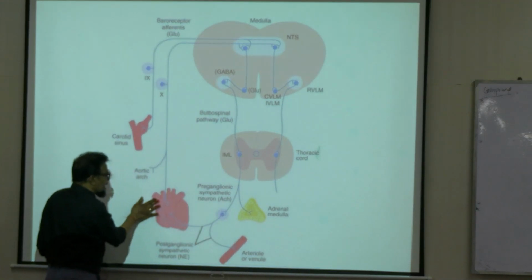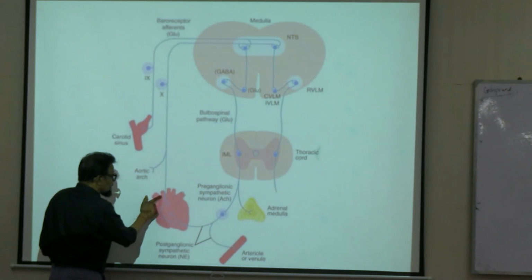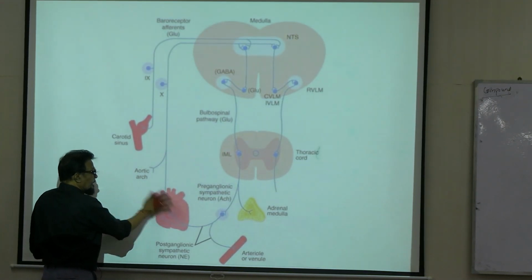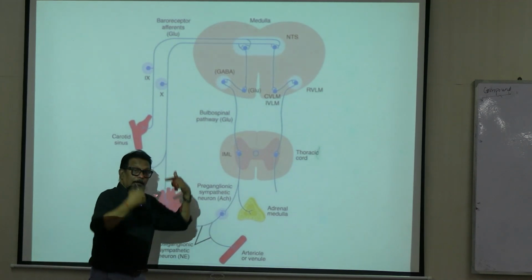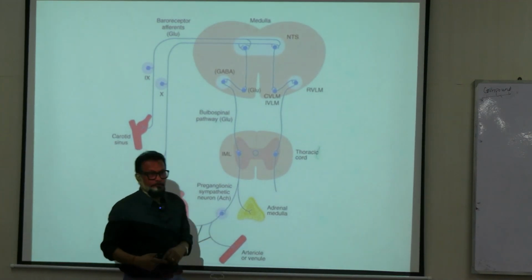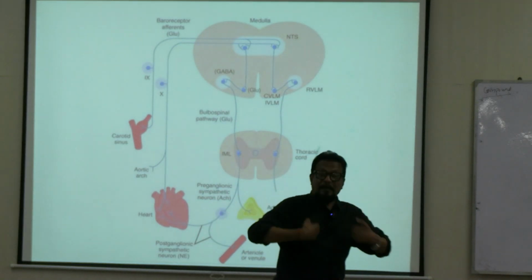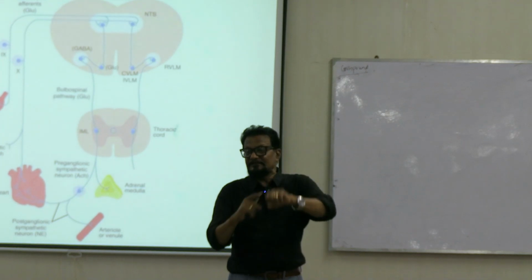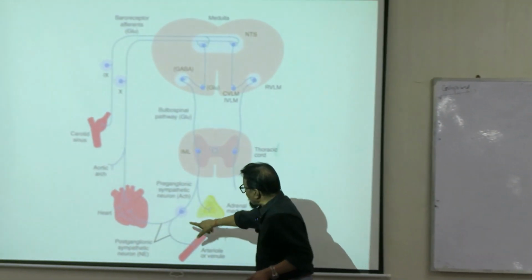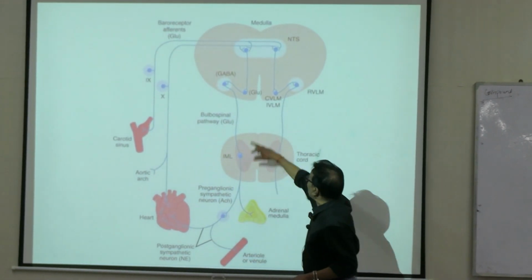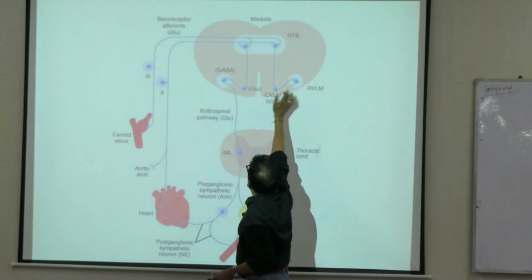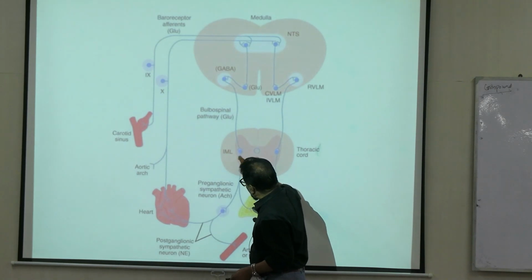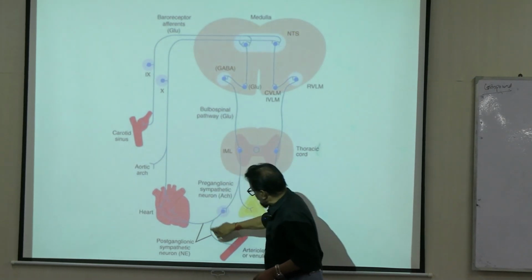They will supply all parts of the heart: SA node, AV node, atrial muscle, ventricular muscle, every part of the heart. The postganglionic sympathetic nerve also supplies the blood vessels. The blood vessels have smooth muscles, and these smooth muscles are supplied by the postganglionic nerve fiber. So when this area is stimulated, the impulse comes to here, they become stimulated, and this stimulation comes to the heart and also to the blood vessel.